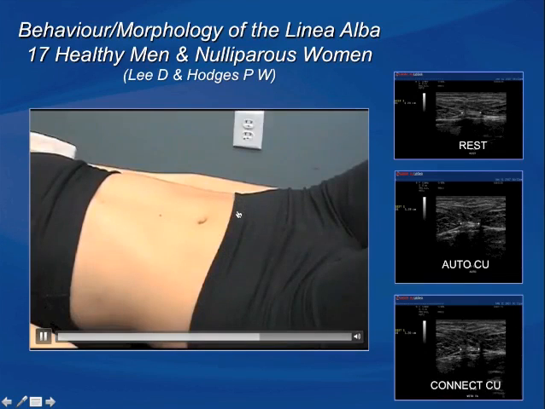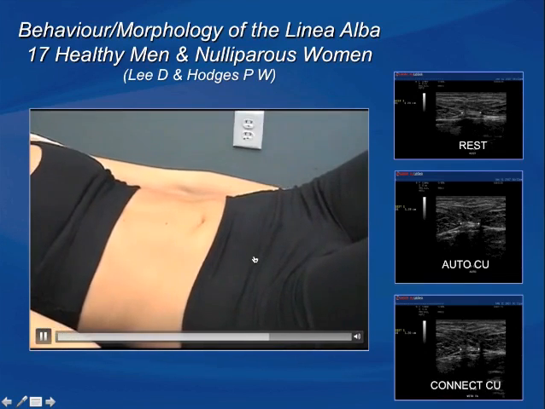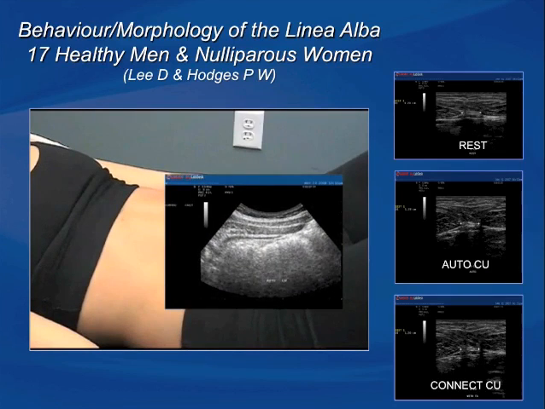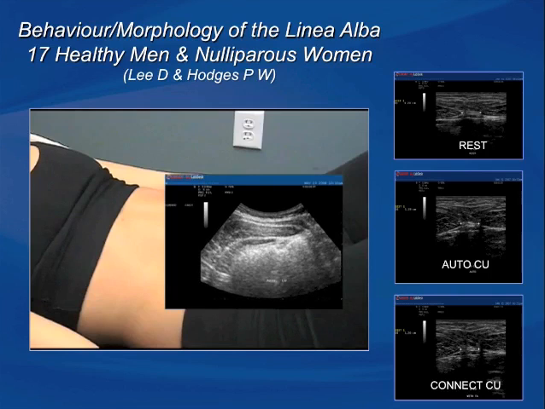And then on the curl-up, we also, at the same time, or during the same session, looked at the response or the activation pattern of transversus and the internal oblique. Okay, so that's what we measured on the 17 healthy subjects.